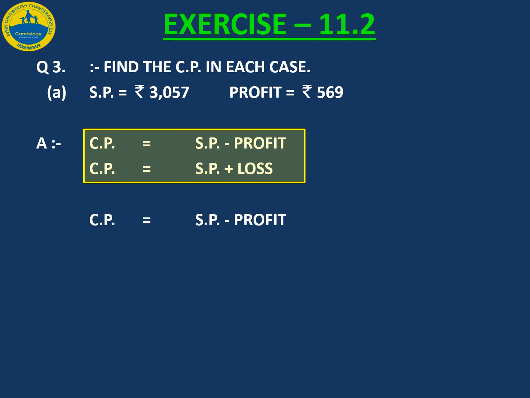So here in this question, selling price is given and profit is given. So cost price will be selling price minus profit. 3,057 minus 569 is equal to rupees 2,488.